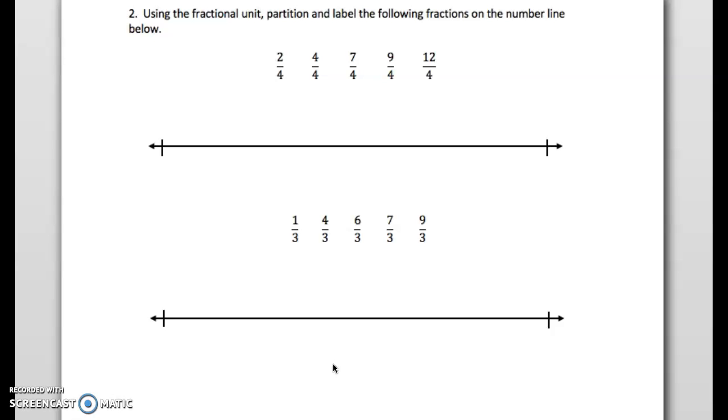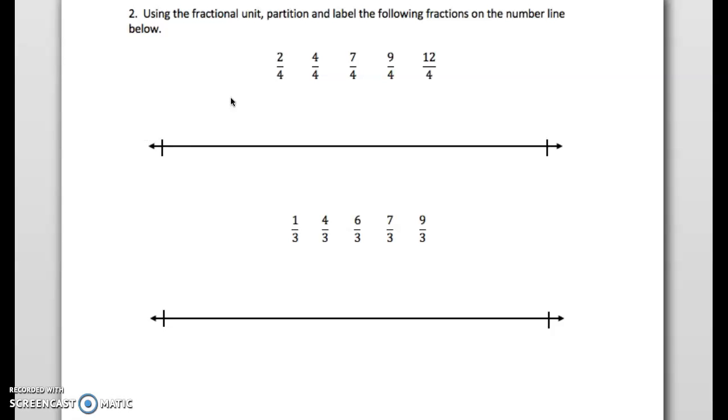Now, let's check out today's problem. Feel free to follow along at home as I read it aloud. Using the fractional unit, partition and label the following fractions on the number line below. Now here we have two different problems, but for now let's just focus on the first problem.